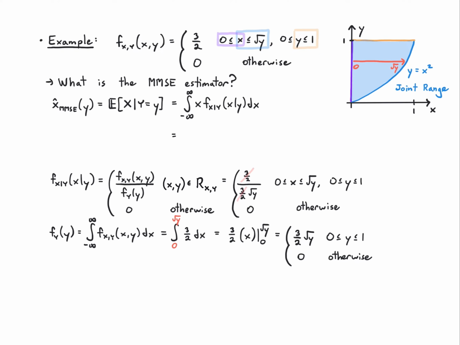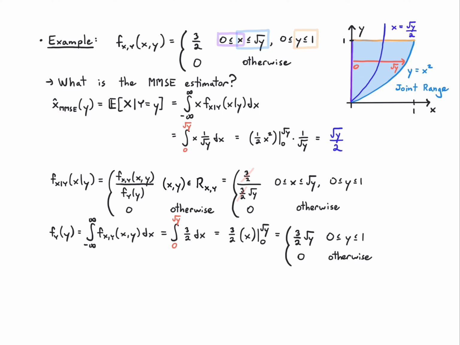Let's plug this in and see how it goes. So we have x times 1 over root y dx, and we go from 0 to root y again. Now we have a half x squared from 0 to root y times 1 over root y. It ends up being root y over 2. So that's this halfway point.